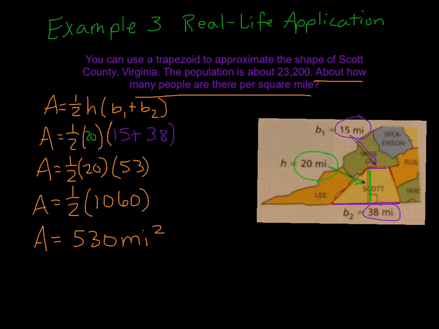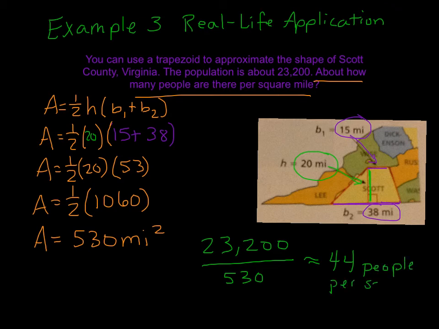Well, we've got 23,200 people. How many square miles are there? Divided by 530 square miles. You have to actually do the work out, but it comes to about 44 people per square mile. And that would be your final answer.